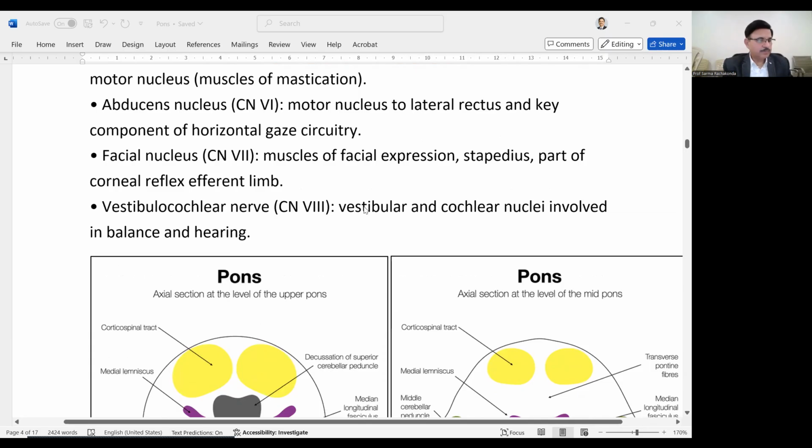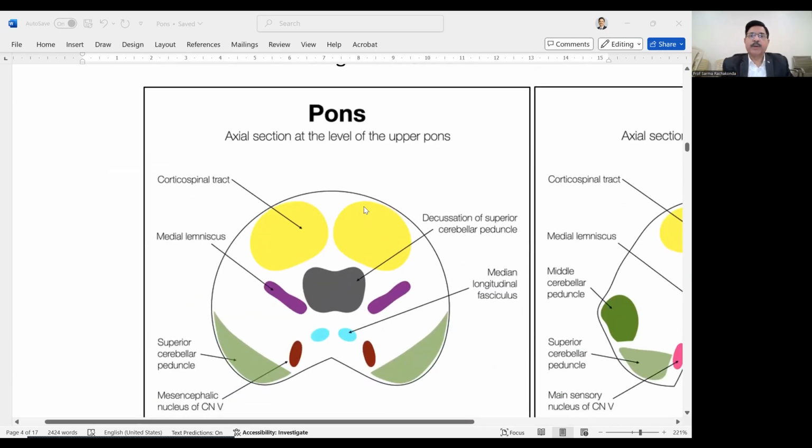Let us see a section of the pons as it appears. This is at the level of the upper pons, that is nearer to the midbrain. Supposing I take a cross section nearer to the midbrain, how does it look? So these are the corticospinal tracts, the two ones, and then the decussation of the cerebellar peduncles are there. Then the medial lemniscus is there.